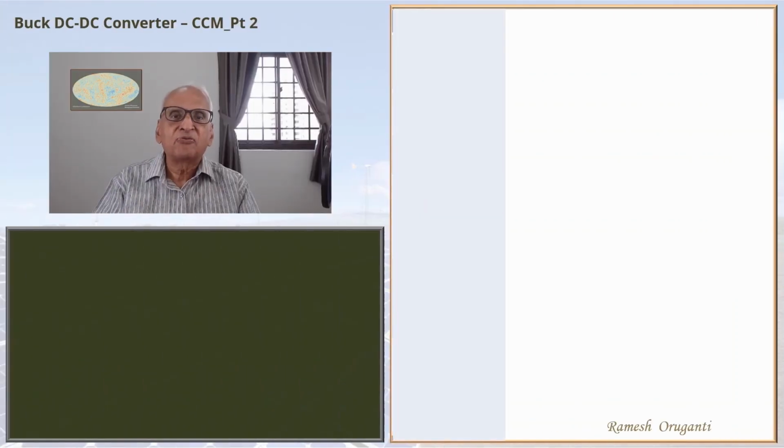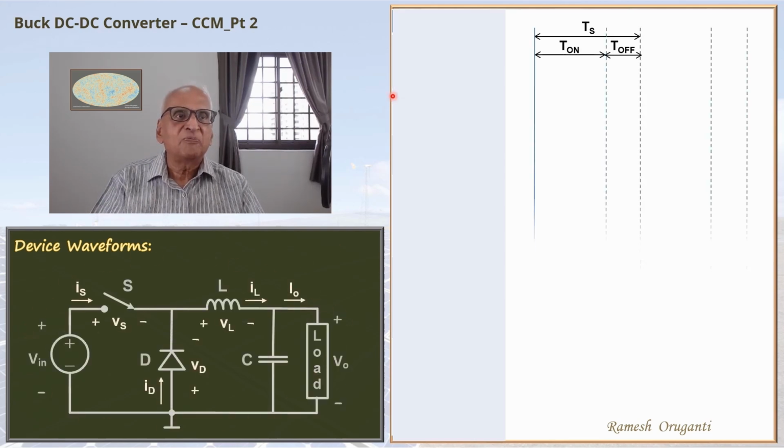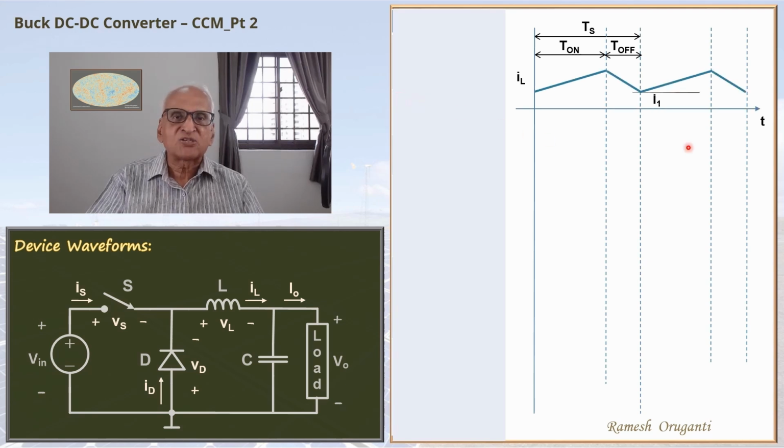Now we will see the waveforms of the semiconductor devices, the diode and the switch. While we are at it, we will also see the other waveforms so that we will have a complete picture. This is the circuit diagram again. So the inductor current waveform we plotted earlier starts from I1, goes to I2 at the end of the T-on interval, and then comes back to I1 at the end of the T-off interval. The average of the inductor current is the output current. The output current, remember, is placed midway between I1 and I2.